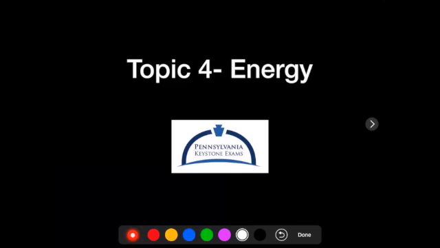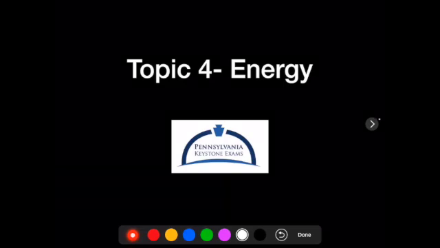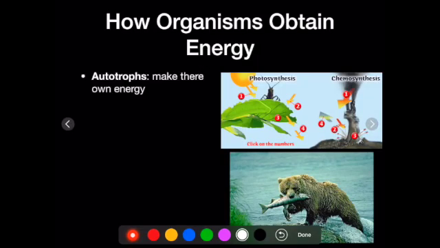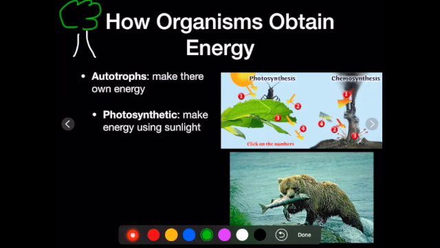Now, Topic 4 covers energy, how organisms make energy, and how they obtain that energy from the environment. Organisms obtain energy in a couple of different ways. An autotroph is an organism that makes its own energy. For example, a tree performs photosynthesis. Light strikes the tree, and it is able to turn light and carbon dioxide into energy. Photosynthetic organisms are the basis for all food chains in our ecosystem.